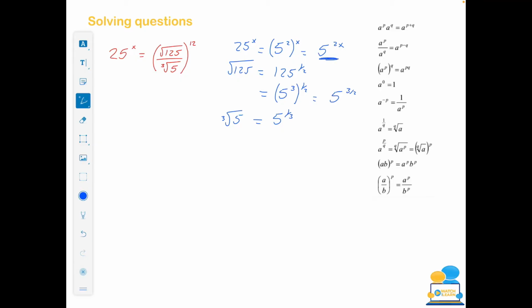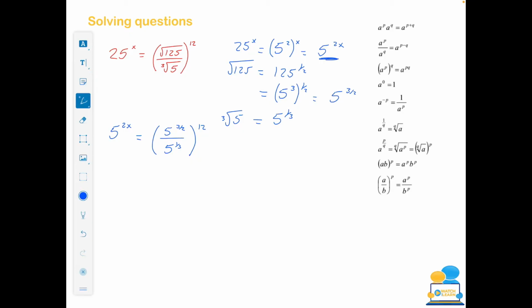Okay, now I can go back to my question. 25 to the power of x, instead of that, we're going to write 5 to the power of 2x, is equal to square root of 125. We're going to write 5 to the power of 3 over 2. And instead of the cubed root of 5, we are going to write 5 to the power of 1/3, all to the power of 12.